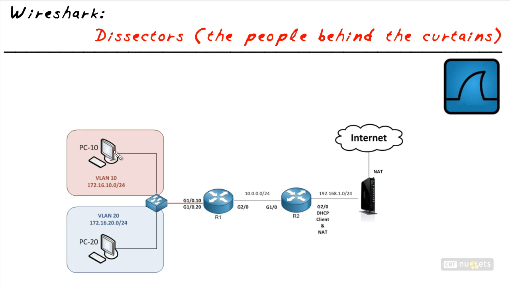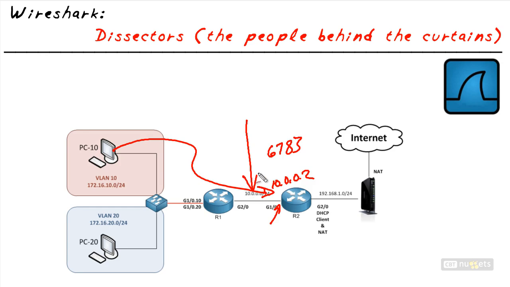We can open up an HTTP session over here to R2 at 10.0.0.2. That's the IP address right here. And we can do it to the port of 6783. But before we launch that, we're going to start a capture right here between R1 and R2 so we can work with Wireshark and take a look at what dissector it chose and how we can force the dissector for that HTTP traffic on a way non-standard port.